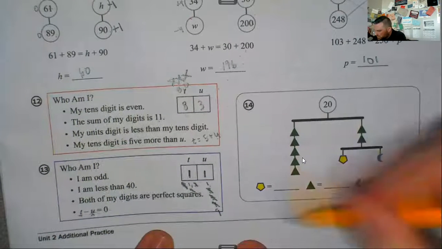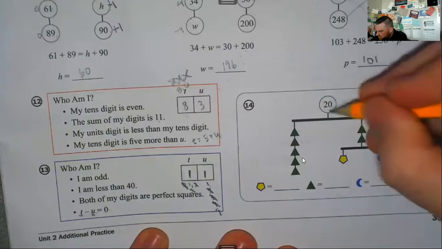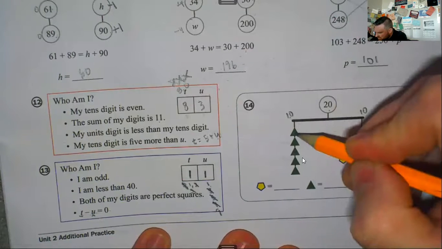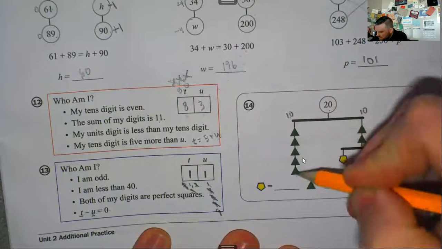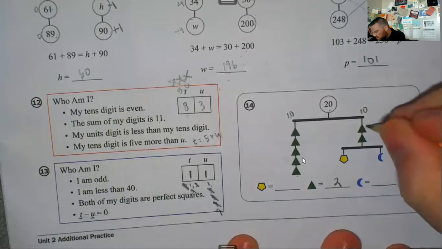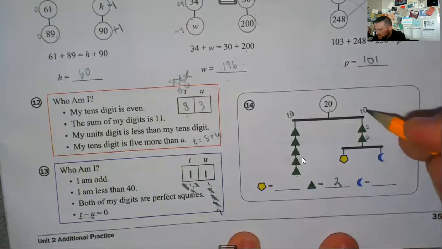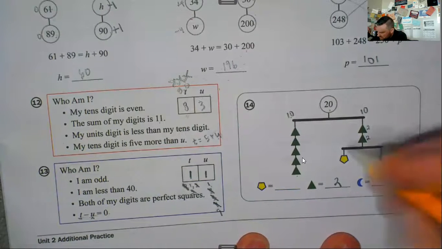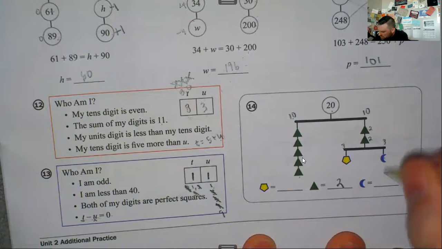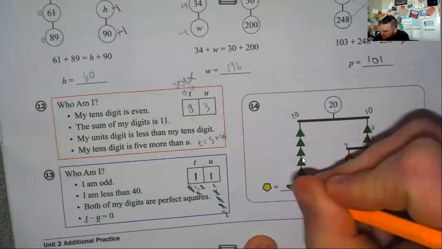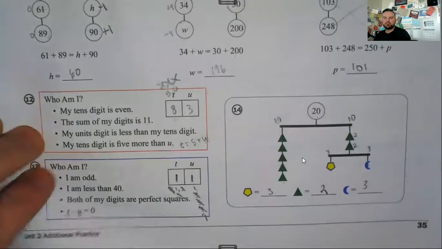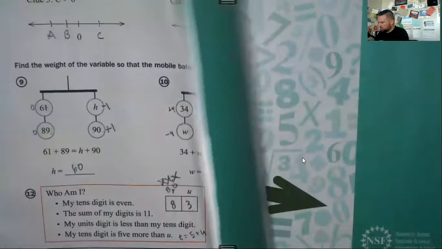Okay, here going back to unit 1. Okay, 20 split in half is 10 and 10. This 10 gets split into 1, 2, 3, 4, 5 groups. So 10 divided by 5 is 2. So that means this is a 2 and this is a 2. So 10 minus 4 is 6. So that means that this is a 3 and this is a 3. Well, the moon's 3 and the pentagon is 3. And that can happen. They can be the same number. That's okay. All right. Turn the page.